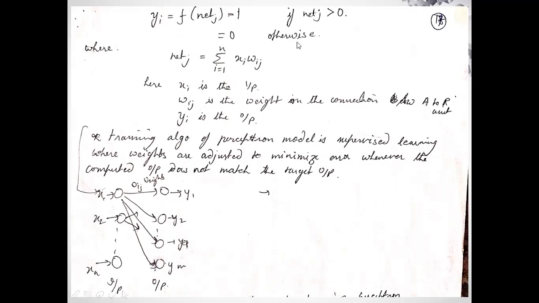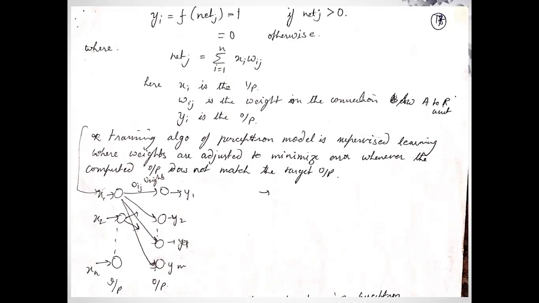Otherwise, we'll get the output as 0. And here, what are these particular abbreviations? We are using notations. Xi is the input, wij is the weight, and yi is the output. So this is how the Rosenblatt's perceptron model calculation is done.